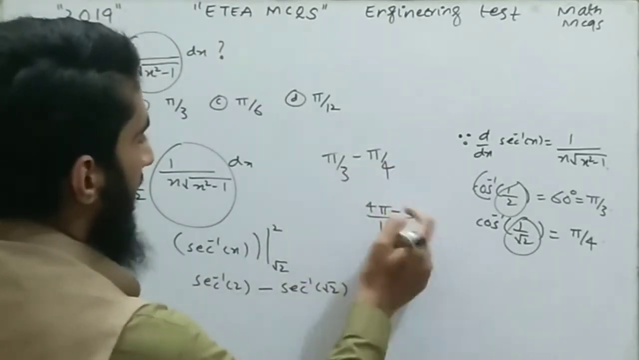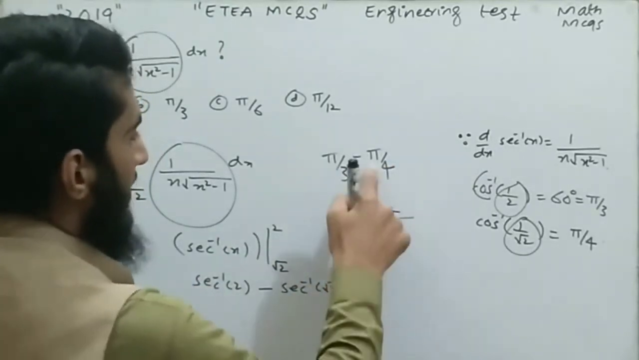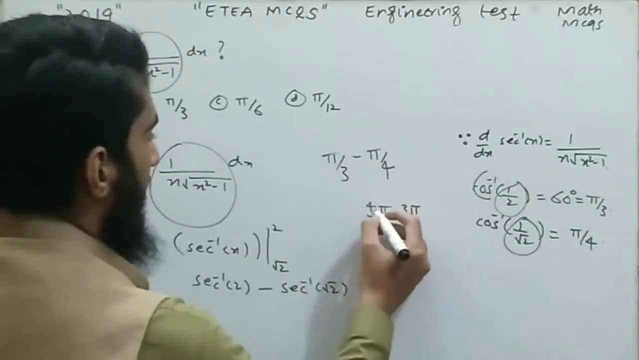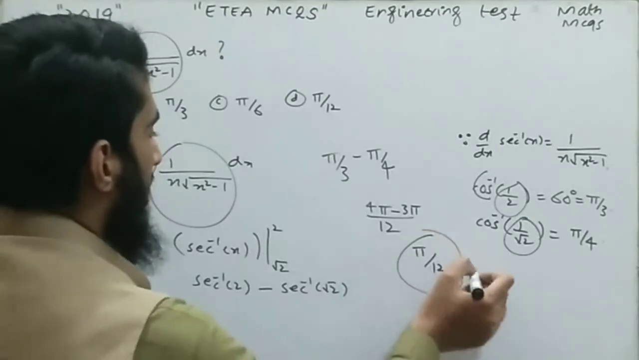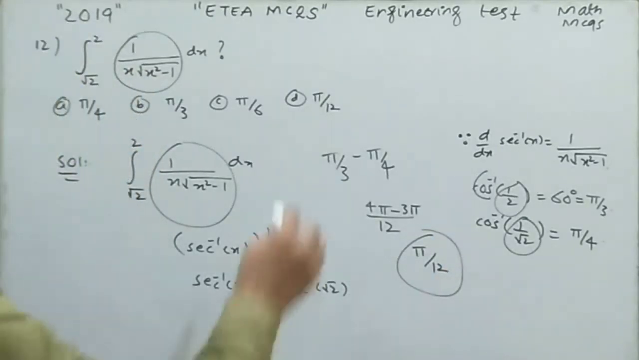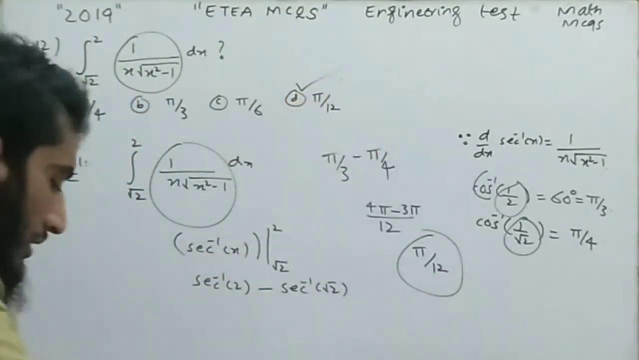After this we have a negative sign. 4 multiplied by 3 gives us 12. Multiply the same 3 with pi. So it becomes 3 pi. So 4 pi minus 3 pi gives us pi, divided by 12. So this is actually the required and desired answer. So the correct option for this MCQ number 12 is option number D.